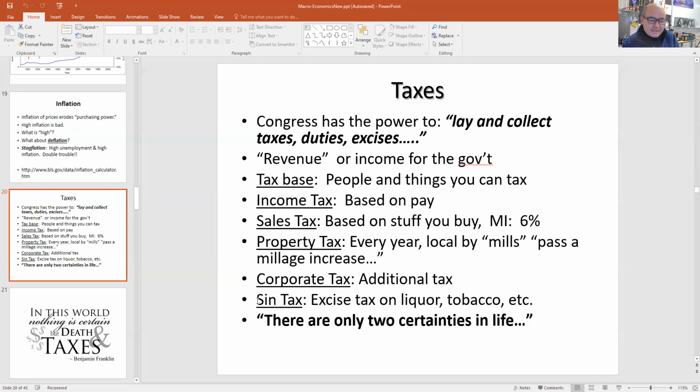Sin tax. This is just a nickname. It's not really a particular type of official tax, but there are taxes on things. First of all, a sales tax is an excise tax. Excise taxes are taxes on goods and services that you might buy. Some goods and services that you might buy are liquor, tobacco, and marijuana in Michigan. Some of those things might not exactly be good for you, and so when the government taxes those things, they generally do so at much higher levels.